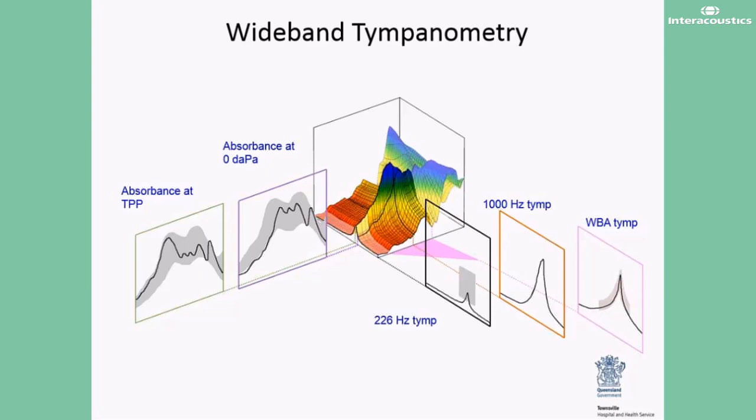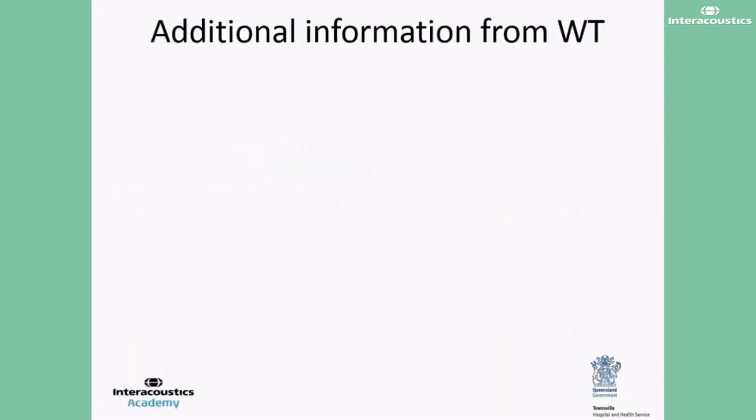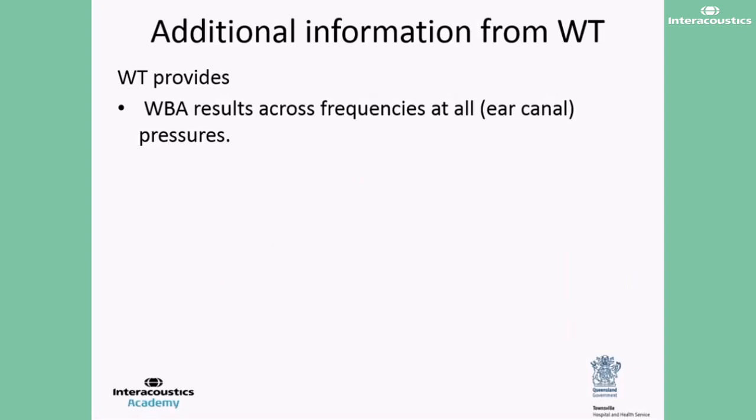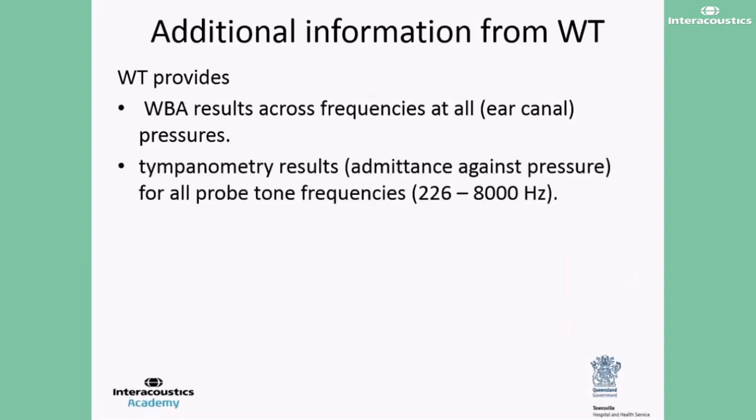What is the additional information from wideband tympanometry? Wideband tympanometry also provides information across various frequencies, but at various ear canal pressures. So you can analyze the absorbance at each different pressure point. It also gives the tympanometric curves for all the different probe tone frequencies, which means that you can get simultaneously the tympanograms for 226 hertz and 660 hertz as well as 1000 hertz.